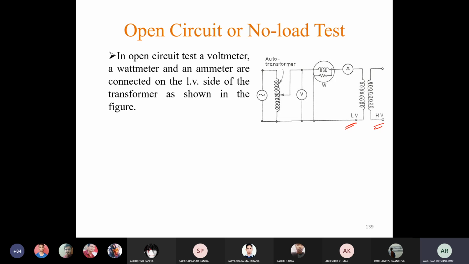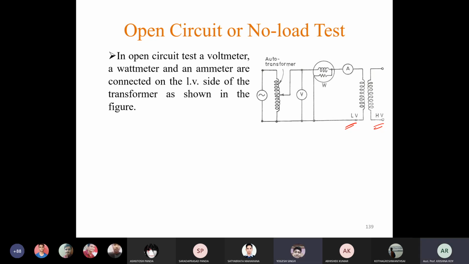The meaning of this statement is that we are performing this open circuit test on the low voltage side because all the measuring devices and the supply voltage are connected to the low voltage side. That is the reason we are saying that this test is performed on the low voltage side.